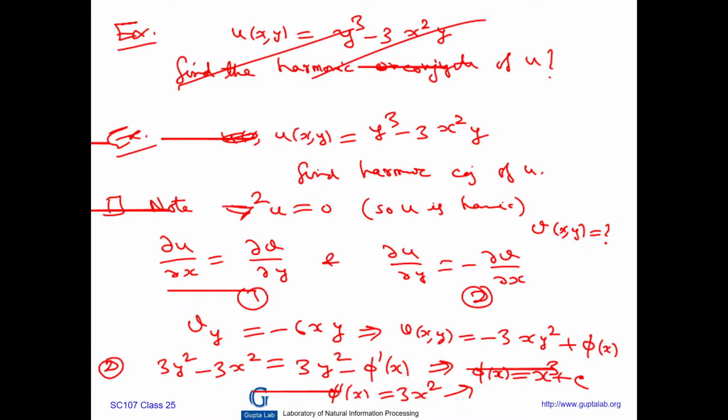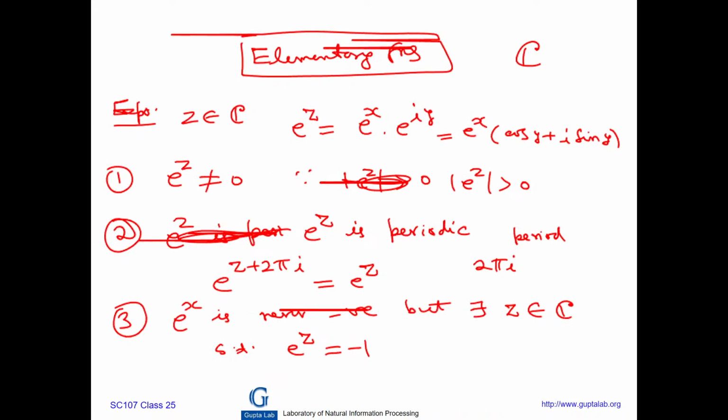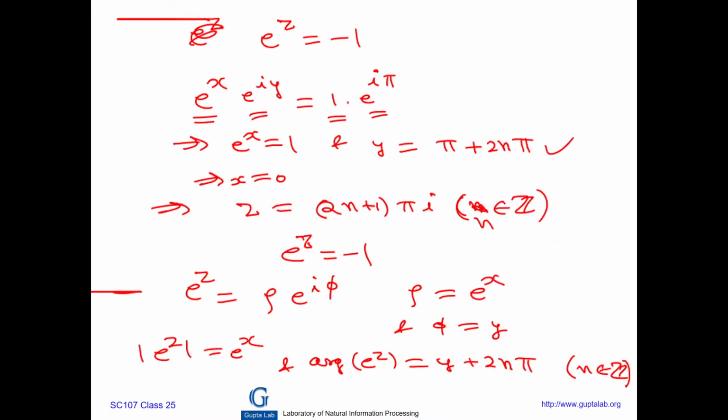So v_y is this. From there, again by using the other equation and simplifying, you can find the value of phi(x). Phi(x) turns out to be 3x³ plus c. Phi(x) is known, so my v is known, and hence you can find the analytic function u plus iv, right? If u is given, you can find v by solving the Cauchy-Riemann equations. That's all, nothing else to do, simple calculations, right? And once u and v are known, you know the function f(z).